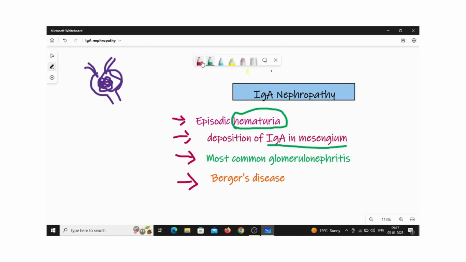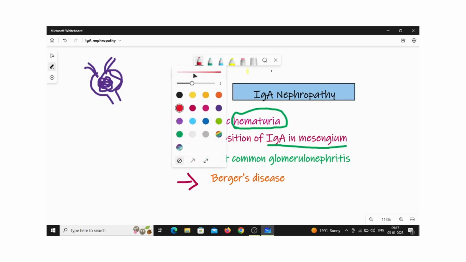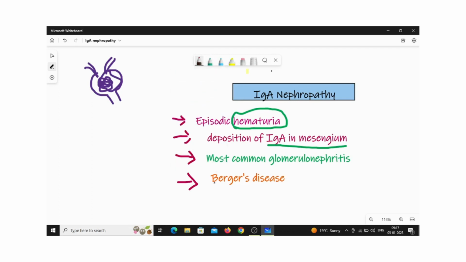So it is otherwise known as Berger's disease. So why is it known as Berger's disease? Because the scientist Berger, who first introduced this disease, named it glomerulonephritis. Later on, it is called IgA nephropathy. So it is one of the most common types of glomerulonephritis. So IgA nephropathy is episodic, gross or microscopic hematuria with deposition of IgA in the mesangium.